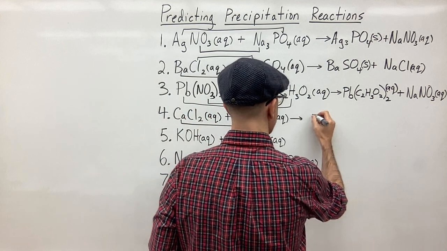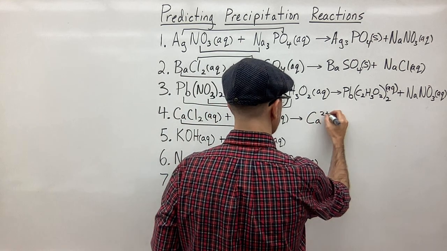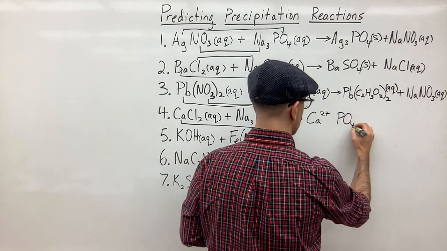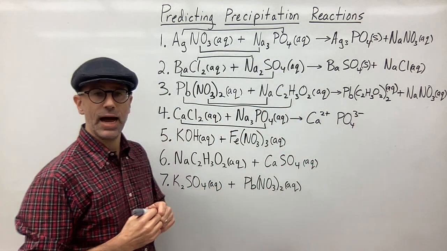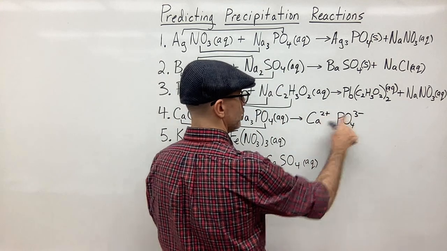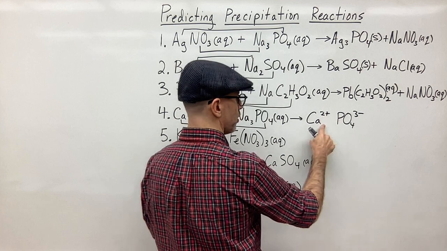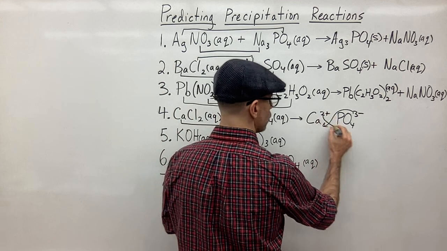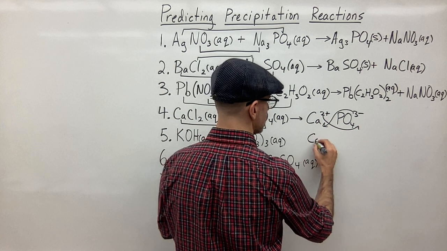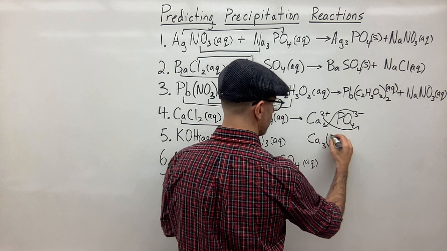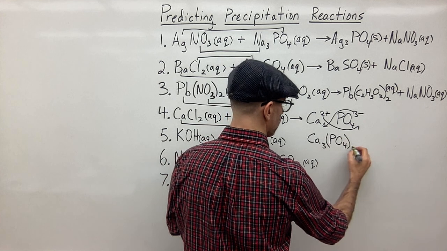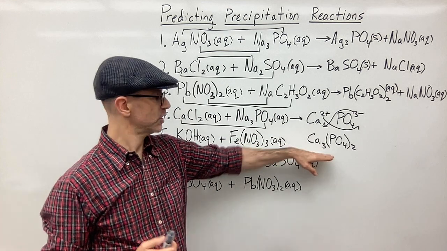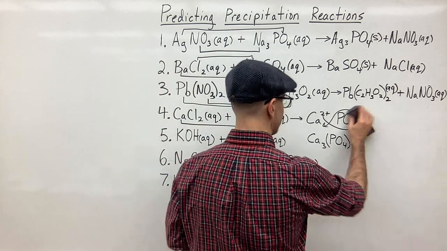So again, let me show that. So you have Ca2+, and then you're going to match that with the PO4 3-. And now all I'm going to do is crisscross the charge numbers. So the 3 goes down here as a subscript. So 3 down there. And then the 2 goes here. So I'm going to end up with Ca3(PO4)2. So that's my formula that has balanced charge. So then I'll rewrite that here.